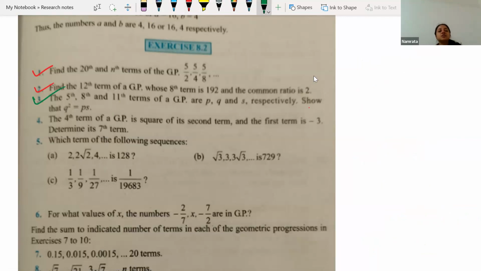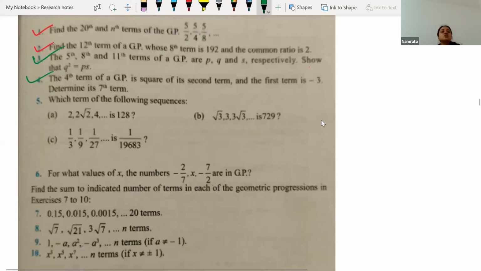The fourth term of a GP is the square of the second term, and the first term is given. Determine the seventh term. You just have to write the fourth term, the second term, and the first term. Definitely, after solving this, you will get the seventh term. So just the solution you have to find. This one is also very simple.